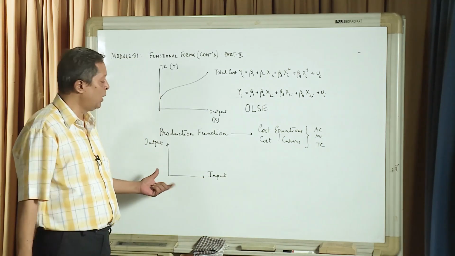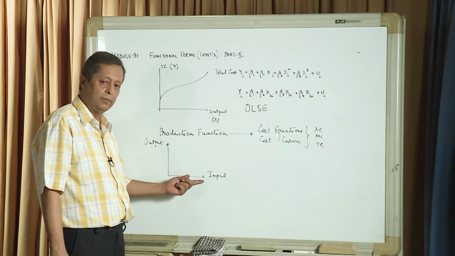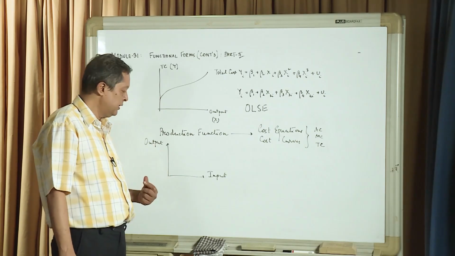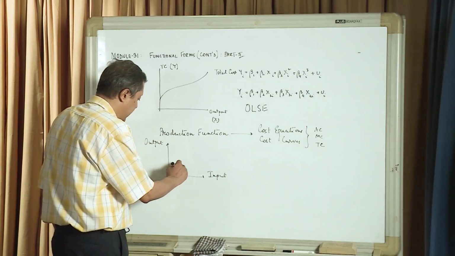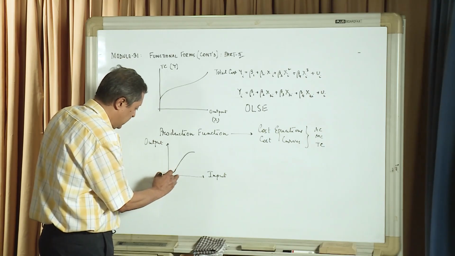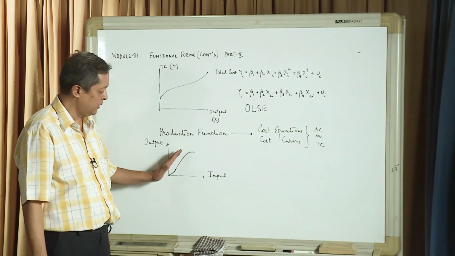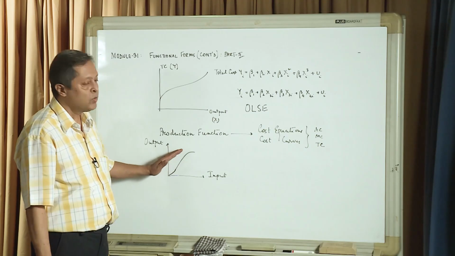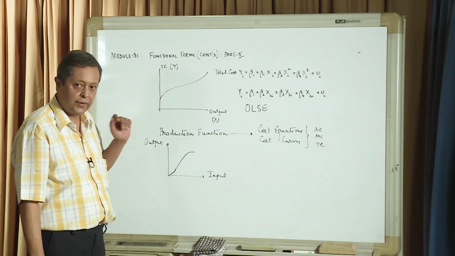So, if there are more than one inputs, then one way to handle it is to show one input explicitly and keep the other inputs implicit, or to keep them fixed. And the production function that we have goes like that. So, initially the production function shows that output rises faster and faster with input. That means productivity is increasing. Gradually output rises slower and slower, that means productivity is decreasing.